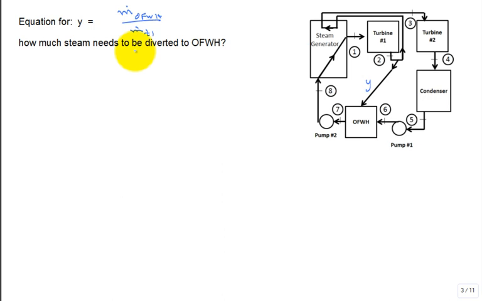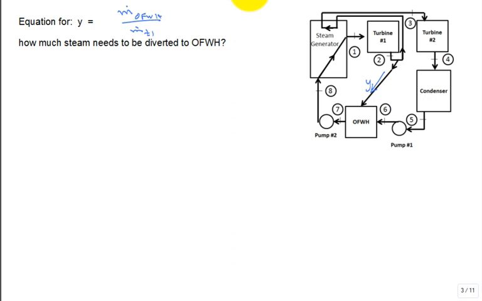How do we know what Y needs to be for optimal performance of this power plant? We don't want to send too much steam down there. We don't want Y to be too large. We don't want Y to be too small either. So how do we determine how much steam needs to be diverted? What is the magnitude of Y? What does it need to be?